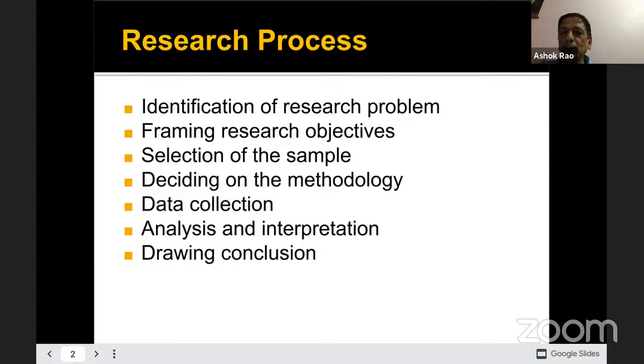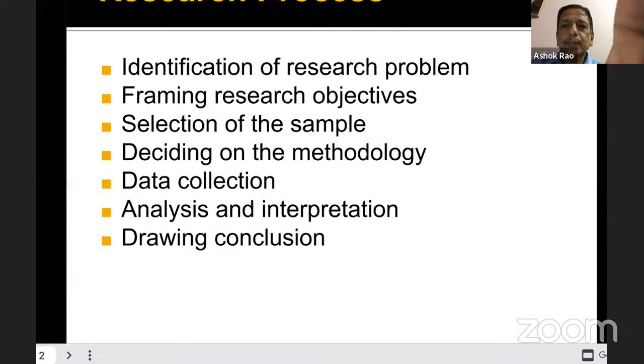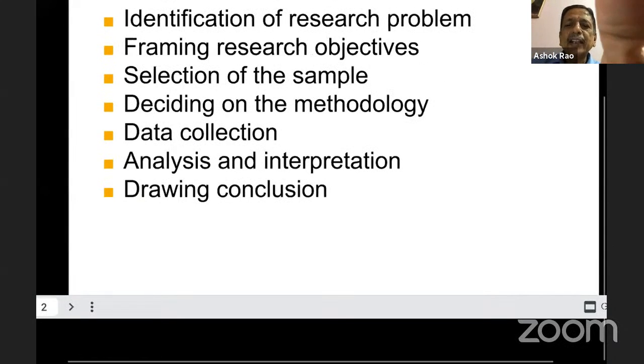Then I think I will not talk about the earlier phases, earlier stages. So I will stick my discussion to the interpretation and drawing a conclusion for the research data. Okay, so what is, let us say, research? What is the interpretation of that?